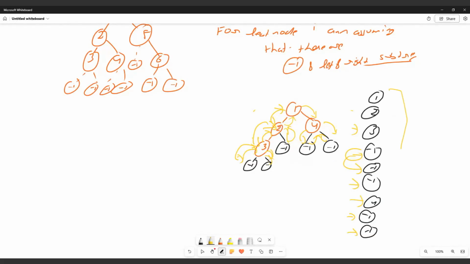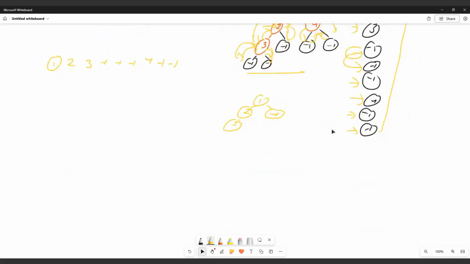So if this is the input, like 1, 2, 3, minus 1, minus 1, minus 1, 4, minus 1, minus 1, we are getting this as a tree: 1, 2, 3, and 4. So how would the pseudocode look like? How would the code look like?